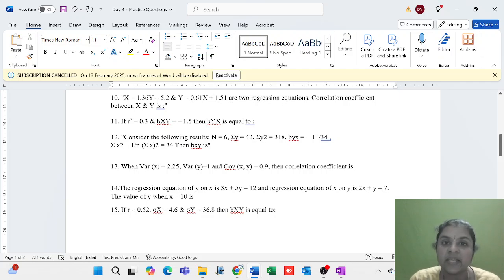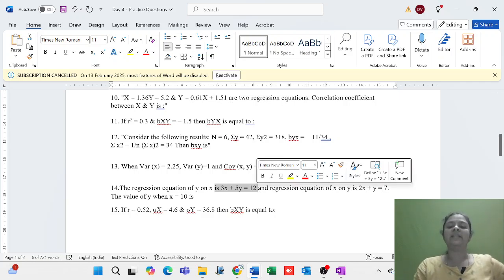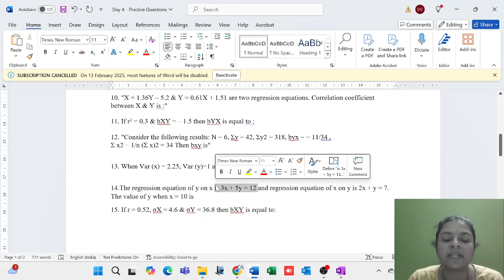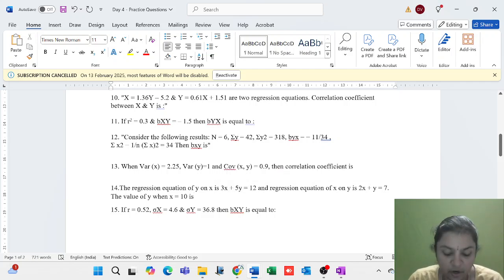Now, when y is the required value, y becomes the dependent variable on the left side. So, the equation is y on x. Which equation should we use? You should use the y on x equation. If you substitute in the other one, the answer is wrong. So, when y is the missing figure, you should use the y on x equation. When x is the missing figure, you should use the x on y equation. So, here I will substitute in this equation 3x. So, 30 plus 5y is equal to 12. And find out the value of y. Okay. So, please remember that is very, very important. Depending on what is asked in the question, choose whether you have to do y on x or x on y.